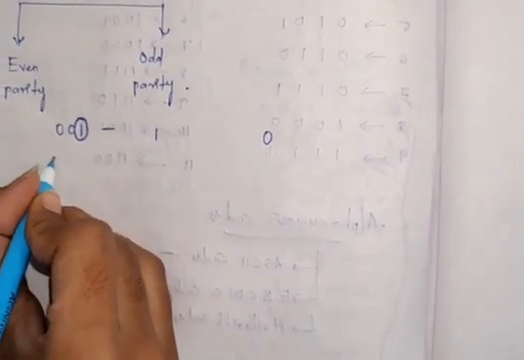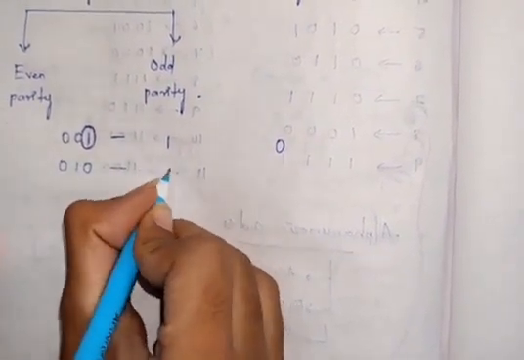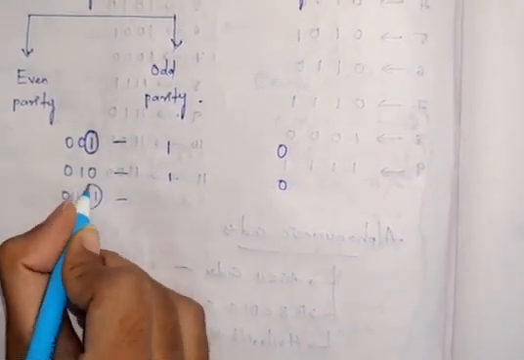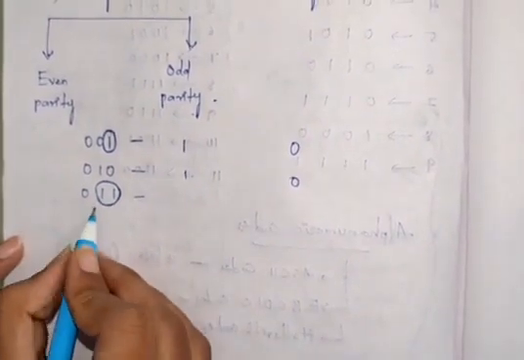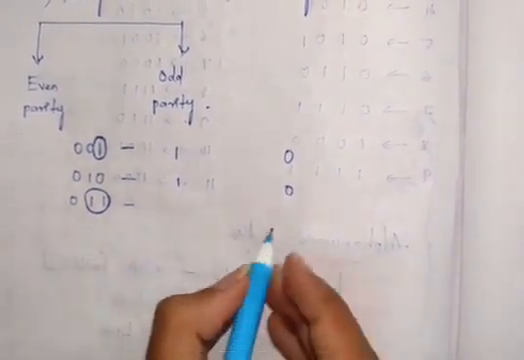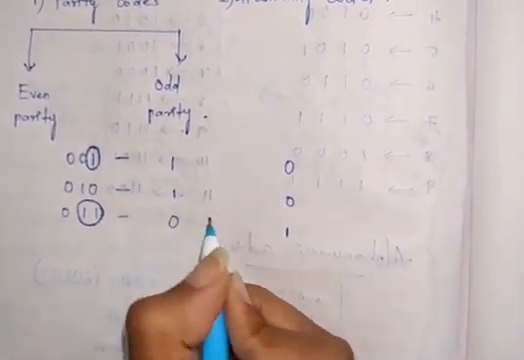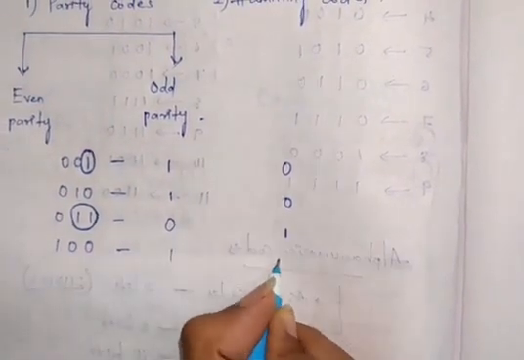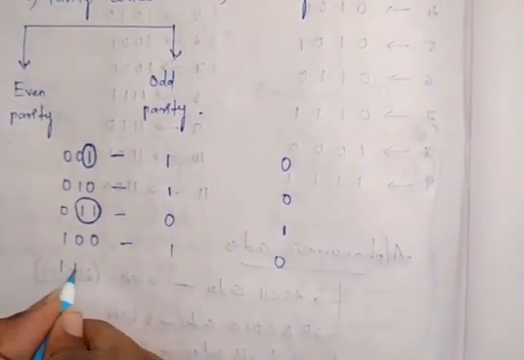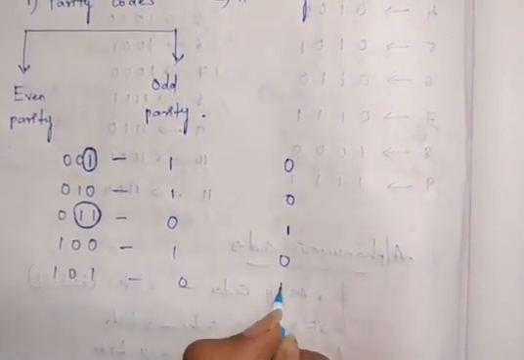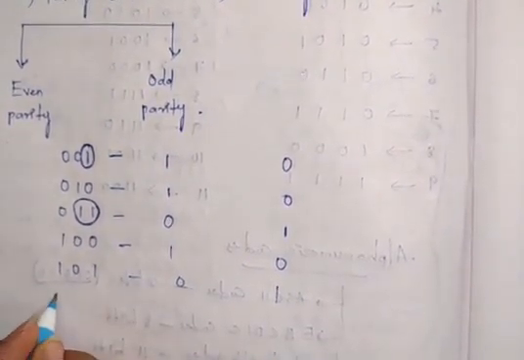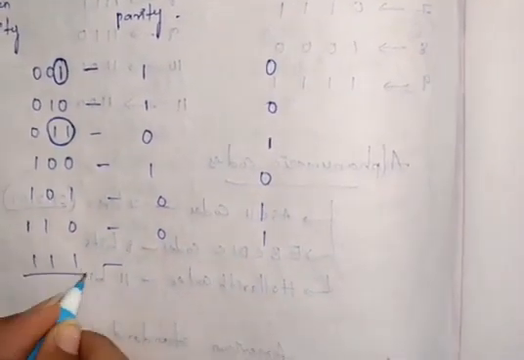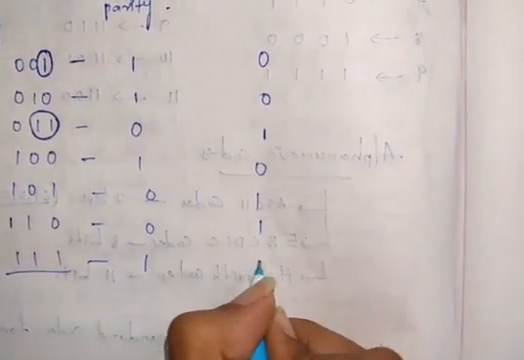Similarly, we can write 0, 1, 0. Say 0, 1, 1. Here the number of ones are 2. That means even. Even number of ones means odd parity equals to 1, even parity equals to 0. Next, 1, 0, 0. Next, 1, 0, 1. 1, 1, 0. 1, 1, 1. Number of ones are 3, so even parity bit equals to 1, odd parity bit equals to 0.